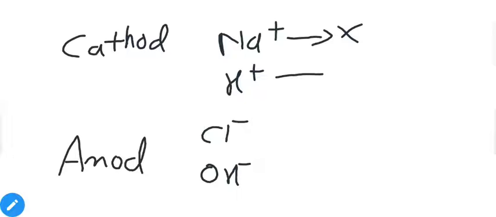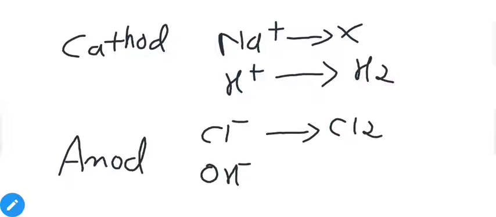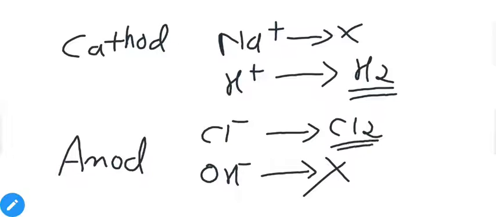And in reduction, hydrogen will participate and it will produce H2 gas. On the anode, Cl minus will participate in the reaction and it will produce Cl2 gas, and OH minus can participate in the reaction. So that means on the cathode, you will see bubbles of hydrogen produced. On the anode, you will see bubbles of chlorine gas being produced.